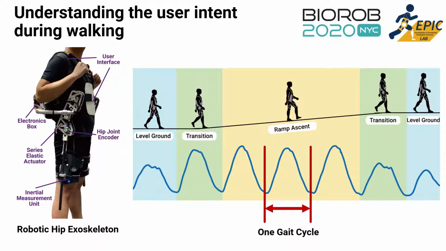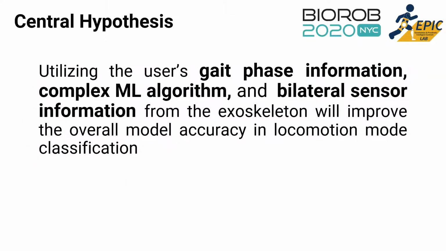To overcome this and achieve continuous mode classification, we implemented multiple phase-dependent classifiers within the gait cycle. Additionally, we further improved the overall model performance by leveraging the bilateral nature of a hip exoskeleton system. With that, we made our central hypothesis, stating that utilizing the user's gait phase information, more complex ML algorithms, and bilateral sensor information from the exoskeleton can further improve the overall model accuracy in locomotion mode classification.